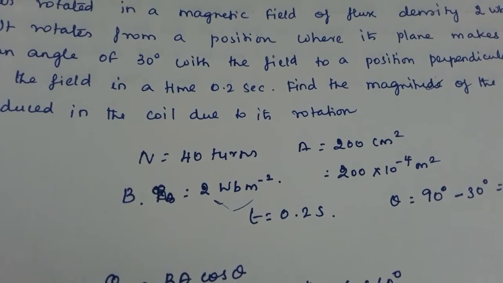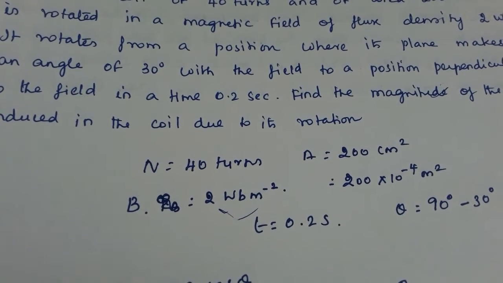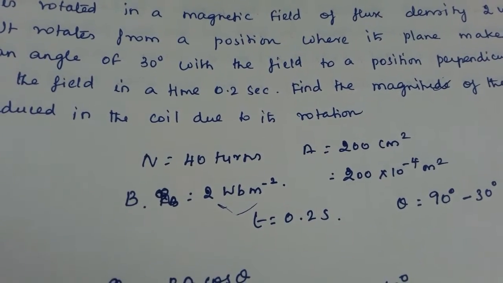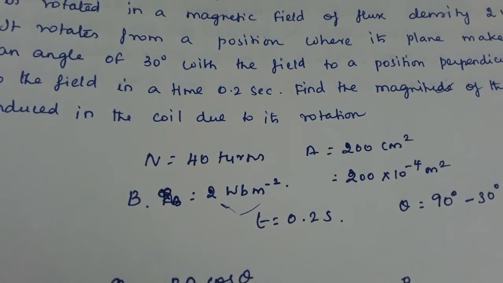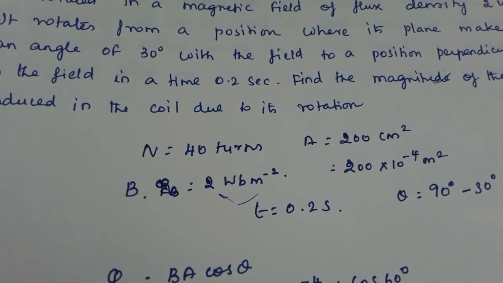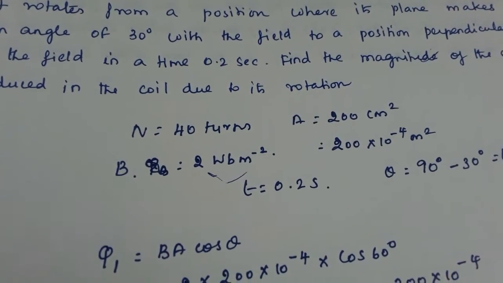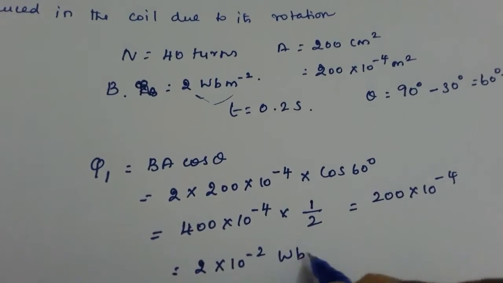What is the value here? 400 into 10 raised to minus 4 into cos 60, which is 1 by 2. So this is 200 into 10 raised to minus 4, or you can write it as 2 into 10 raised to minus 2 Weber. So this is your initial flux.